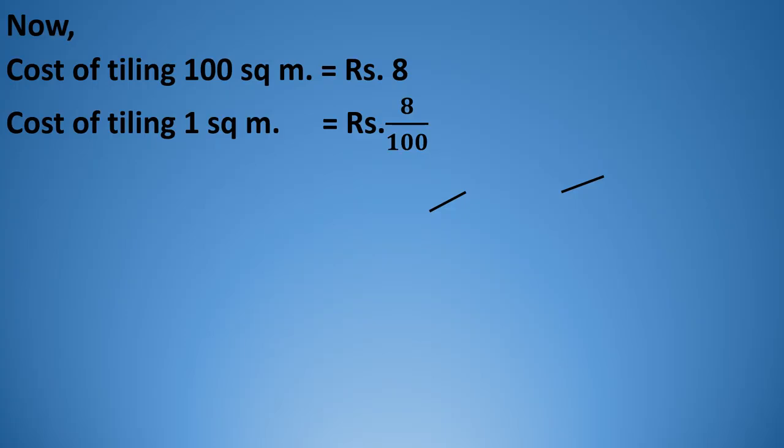So cost of tiling 1 lakh square meter is 8 upon 100 multiplied by 1 lakh. 2 zeros will cut by 2 zeros, so it is 8 multiplied by 1000, which is equal to 8000. So cost of tiling is rupees 8000.